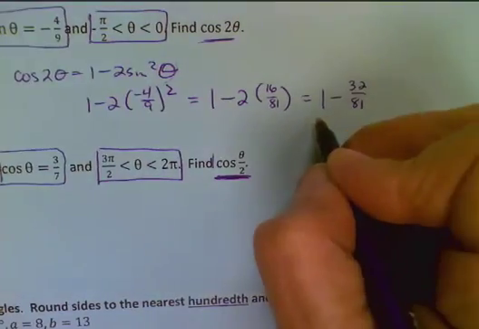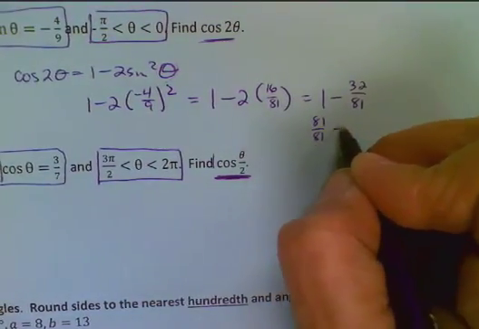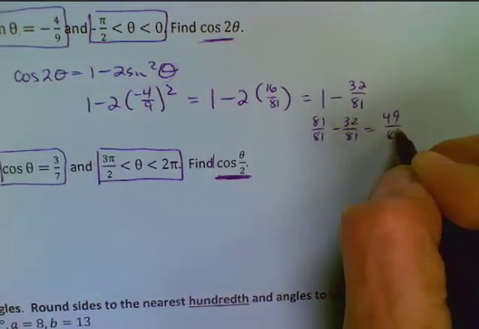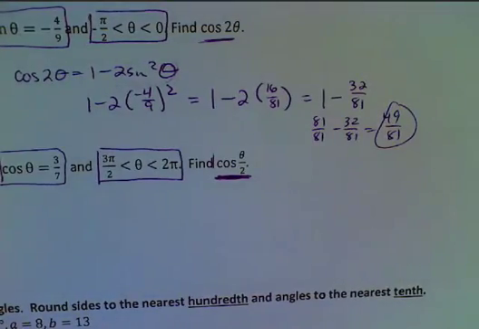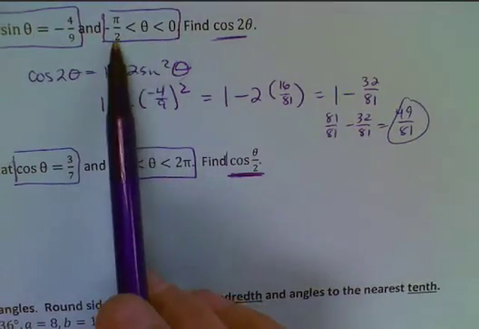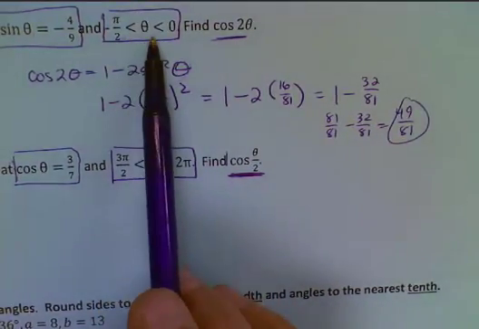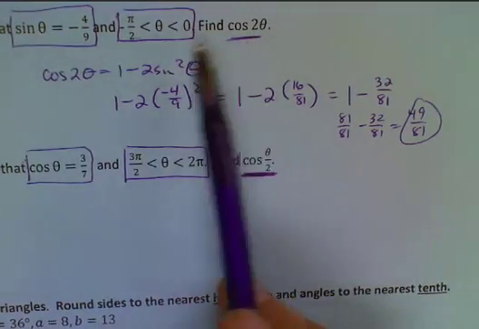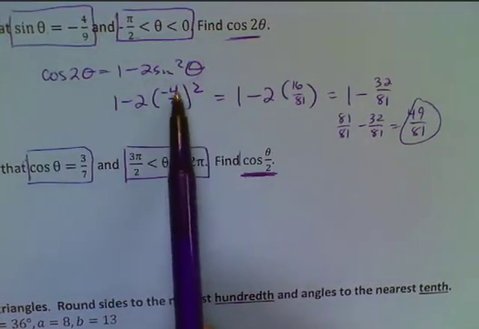And then to add them, you need to get a common denominator. So 1 is just 81 over 81. So I get 49 over 81. And that's it. That's all I have to do. So just realize this was just giving you where the angle was. They gave you one of the trig values. You have to decide which one of the cosine of 2 theta formulas you wanted to use, and you're just plugging it in.